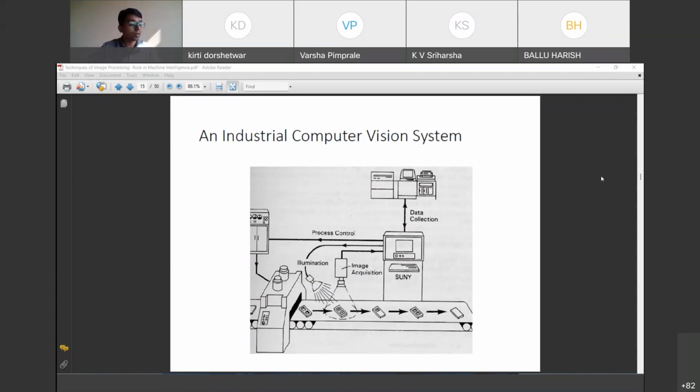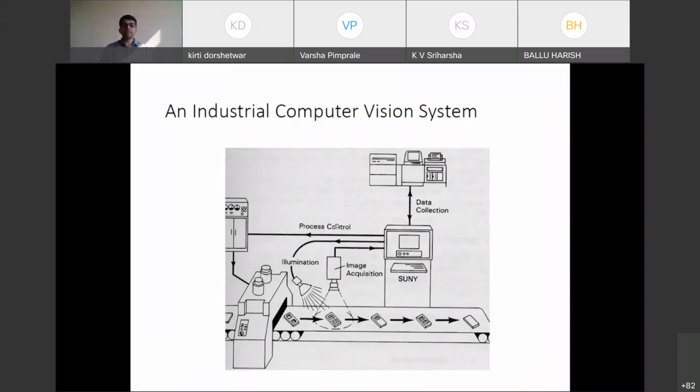So in the Google Lens app, you can go and check what exactly is happening. If you point at any object, it will try to recognize it from the numerous amount of training data that it has been given over the course of time. Similarly, here also one more system is shown to you as an example.